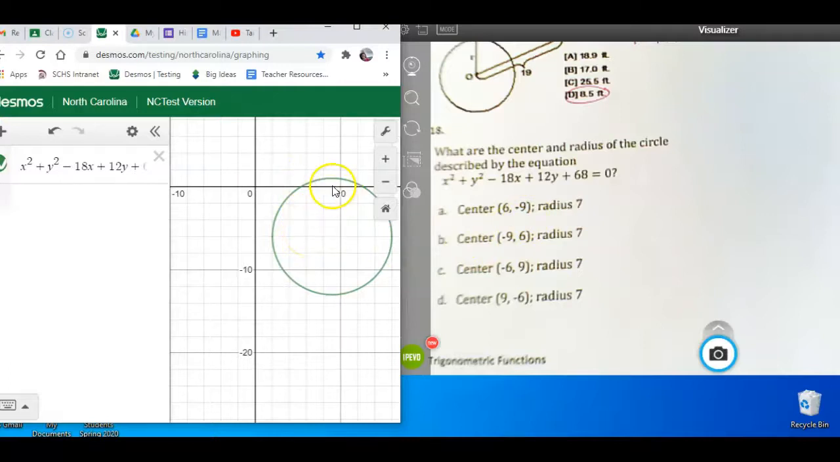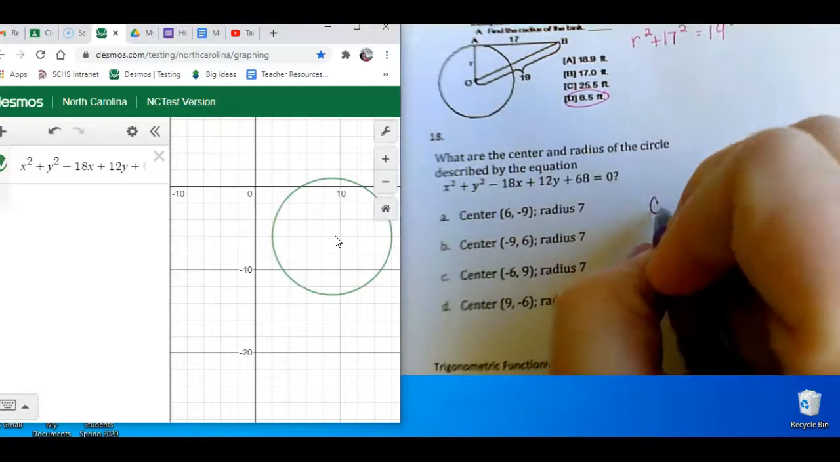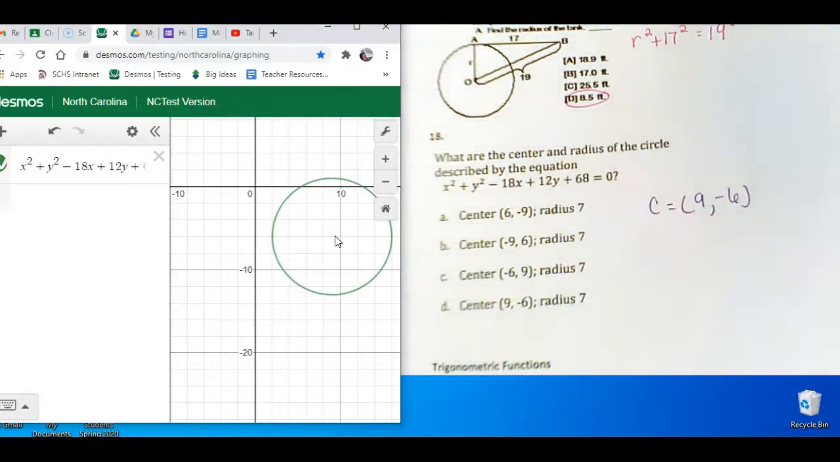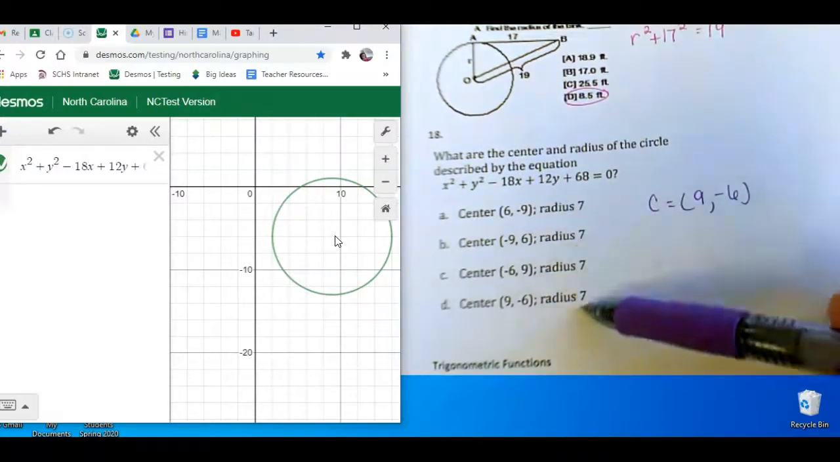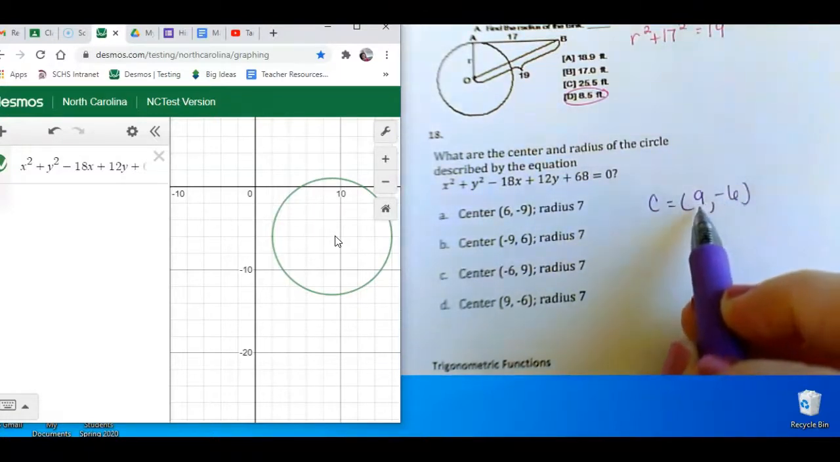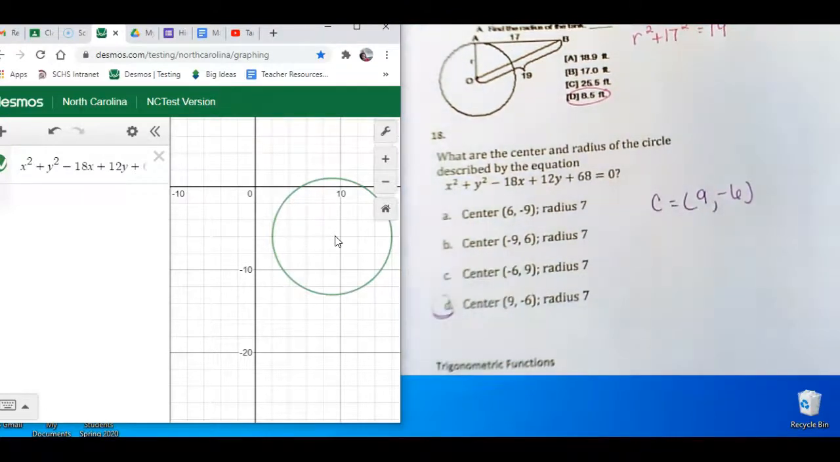Negative 9 is going to be somewhere around in here, and then 6, 2, 4, 6. So that seems right. Negative 9, and then negative 6, or positive 9, and then negative 6, because it goes over 9 and then down 6. The radius is not really, I don't have to worry about that because they're all the same. So really this was the thing to look for. And so it looks like our answer is D.